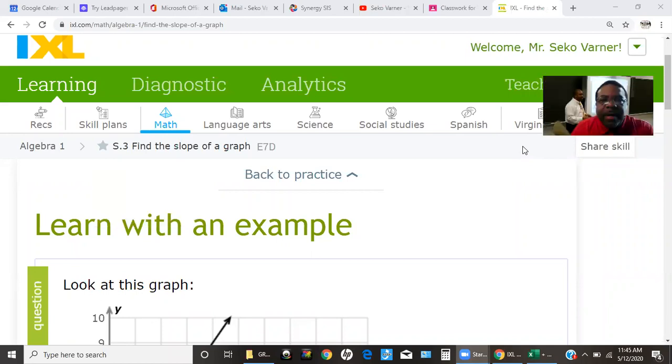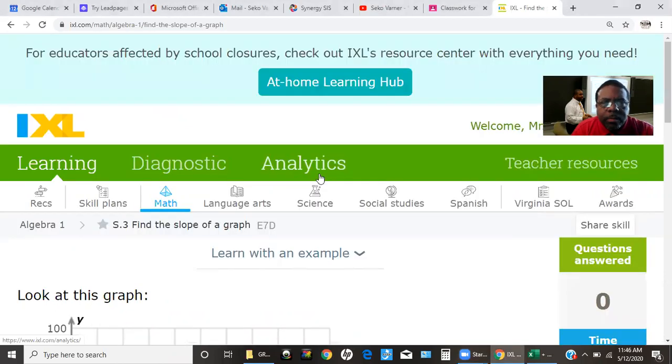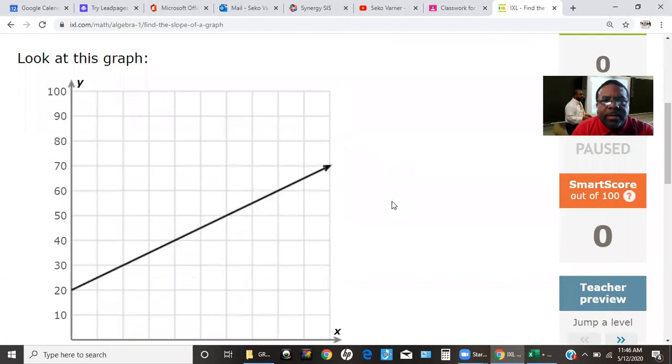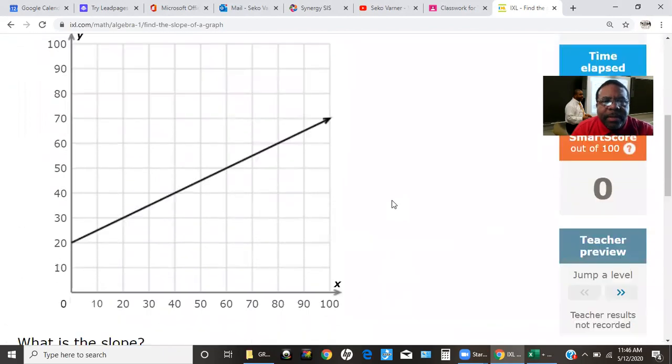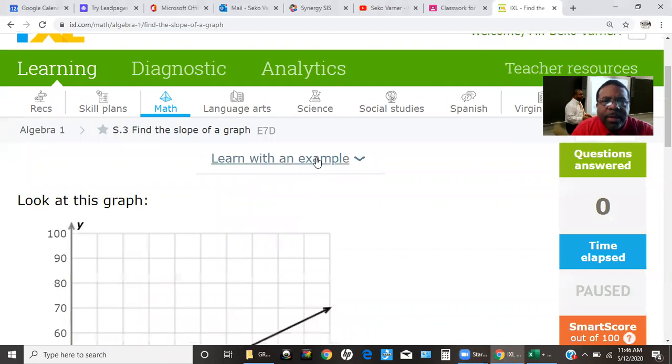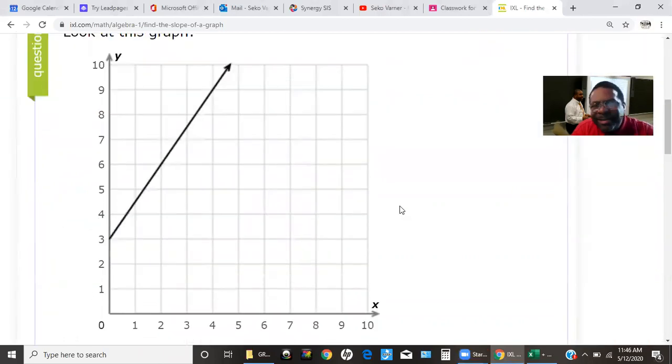Now, at the very beginning, I always advise that you go to practice. So learn with an example, and this kind of helps you practice. This is the problem that first populates. We want to go to learn with an example so you can learn without losing any points. I know every time that you make an incorrect answer, you lose some points. I know some of you are really bothered by that.